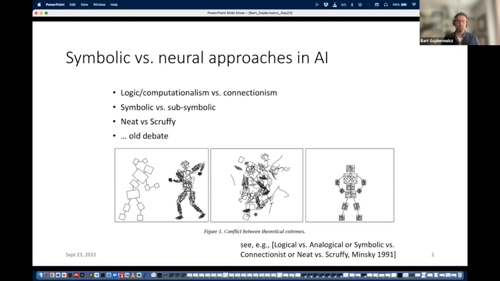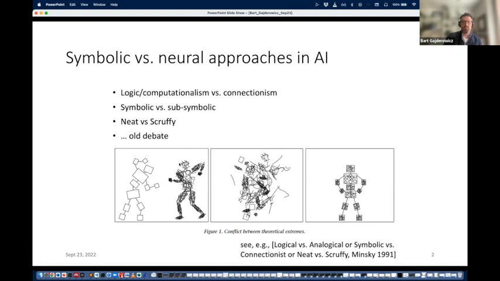Neat being the neuron-based work, where scruffy is the symbolic. And this kind of debate has been going on for many years, ever since the 80s. And so there have been a lot of different iterations.